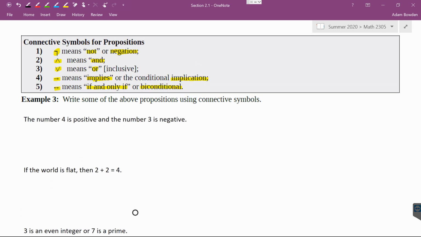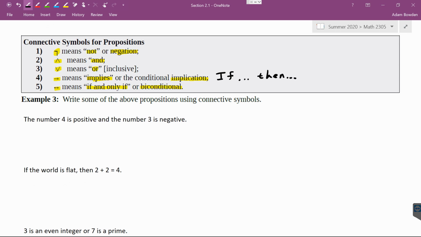For the implication, oftentimes the way the propositions are constructed is the if-then situation. So if we see if-then, then we can use that little right arrow to stand for if this, then this, or in other words, this implies something else.